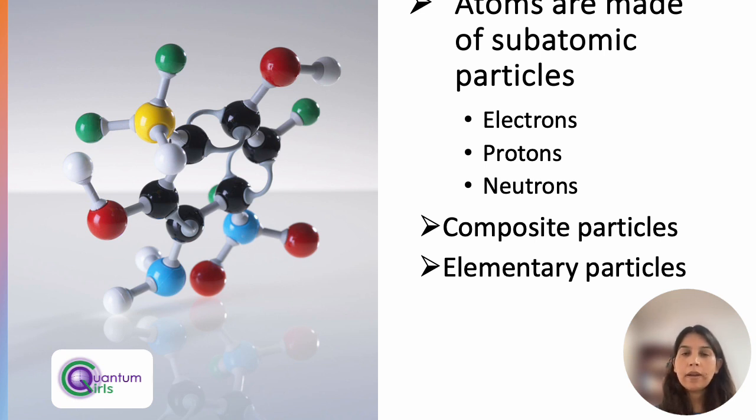A subatomic particle can be a composite particle or an elementary particle. The difference between them is that composite particles are composed of other particles. For example, a proton or a neutron, which are composed of 3 quarks. And elementary particles are not composed of other particles. For example, quarks and electrons.